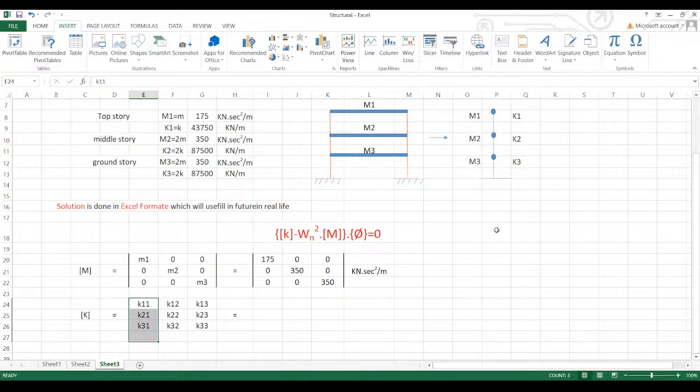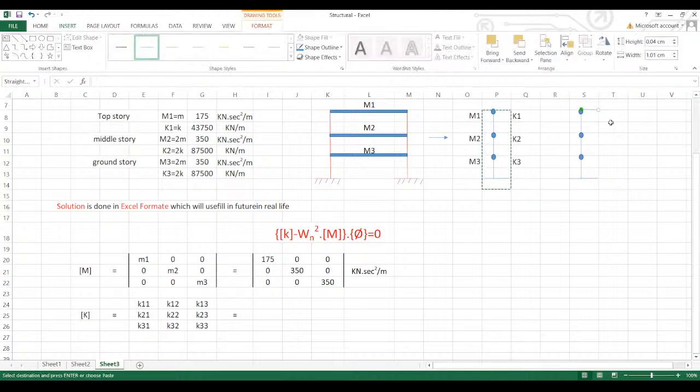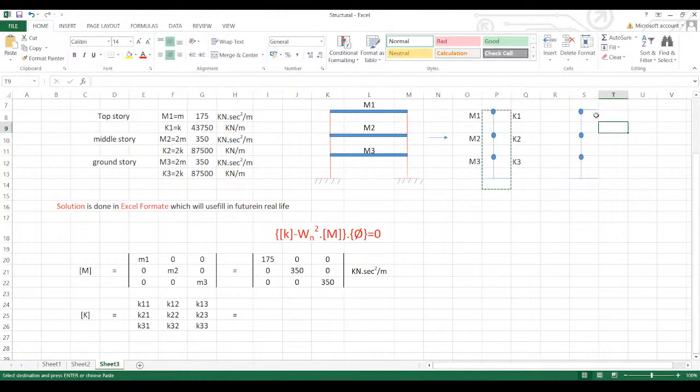Okay, this is our controls, where I am going to show you. This is our matrix, this is our building structure. If one unit force is applied here, what is the effect on the others?